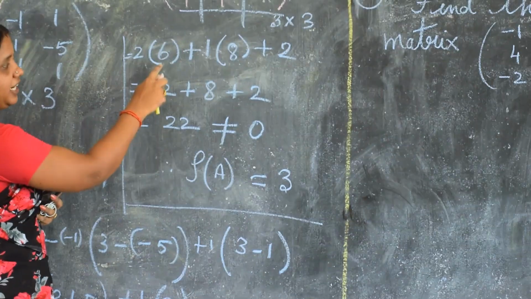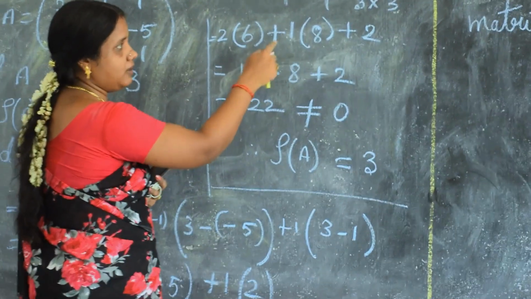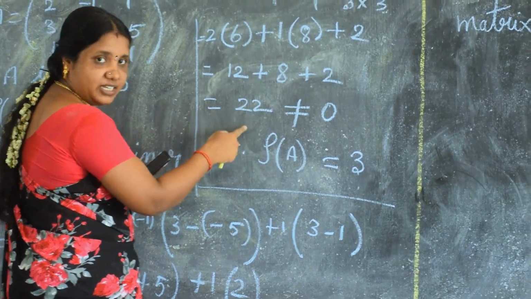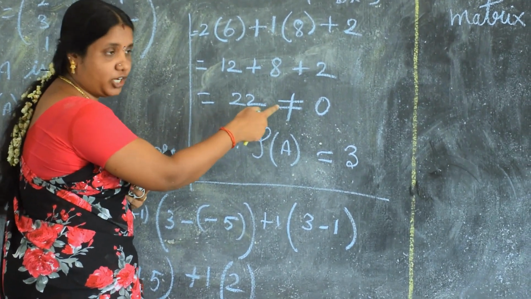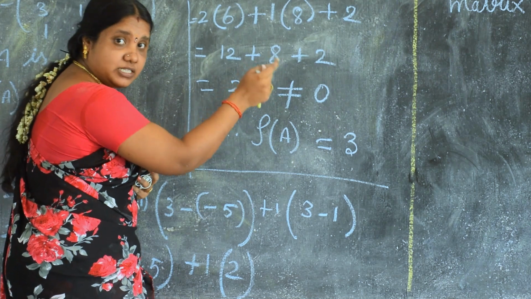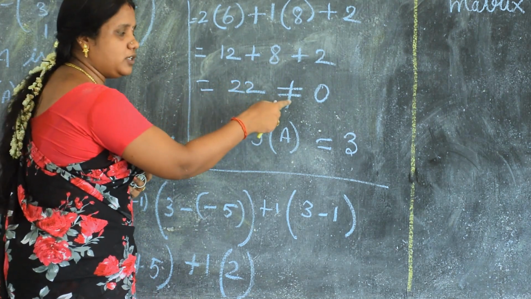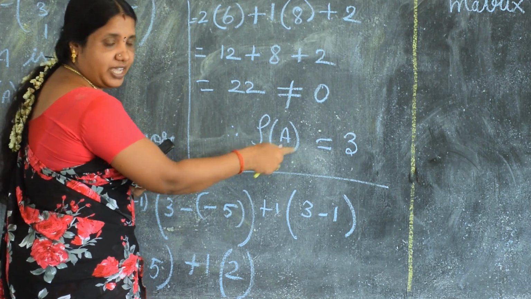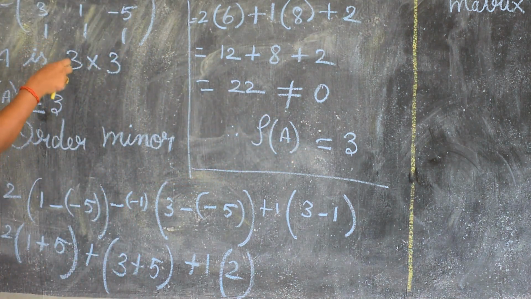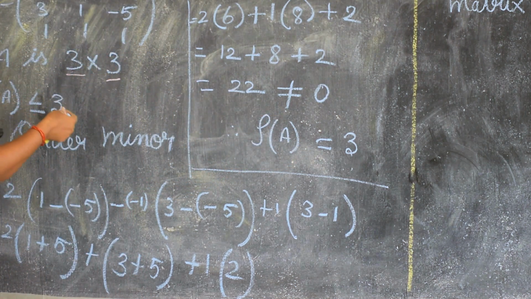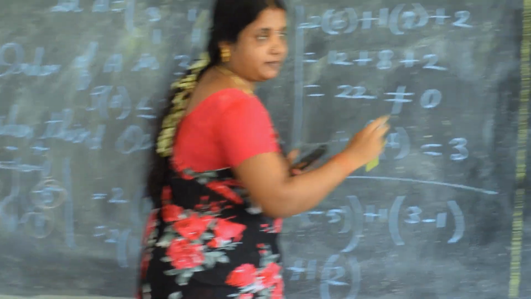Next you simplify and you have to get this value. 6 2s are 12 plus 8 plus 2. If you add this you got 22. This is not equal to 0. If it is 0, next you have to consider second order minor. But it is not equal to 0. So rank of A is equal to our order. What is the order here? 3 by 3. So the rank of A is 3.